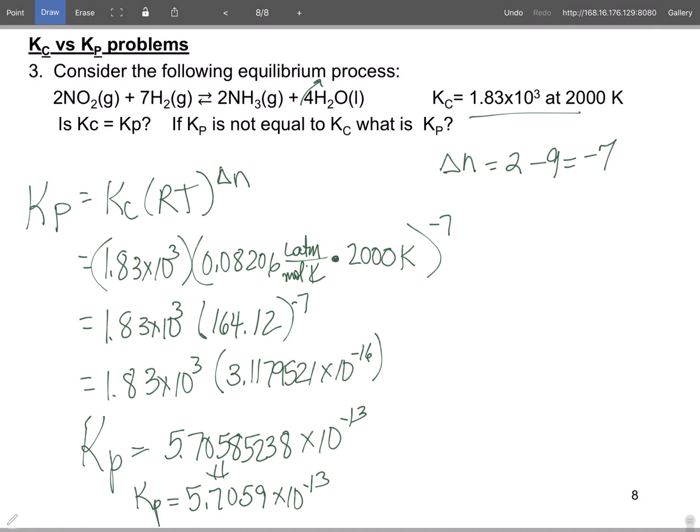All right? So those problems are relatively simple, and you will definitely have one on the exam. You might have the simple delta n first, or you might have the whole problem. But that's your first equilibrium conversion, Kc to Kp, and vice versa.